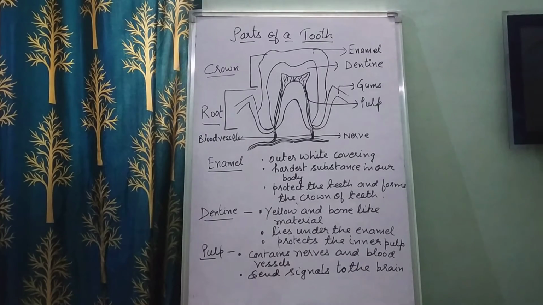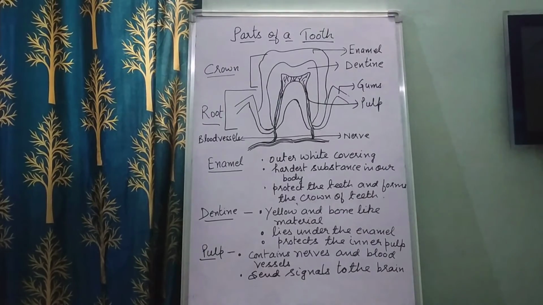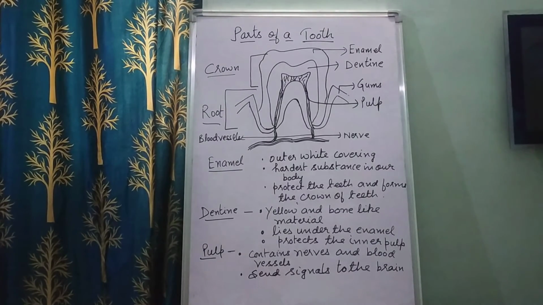So children, these are the parts of a tooth. Again I am telling you, a tooth has a crown and a root.